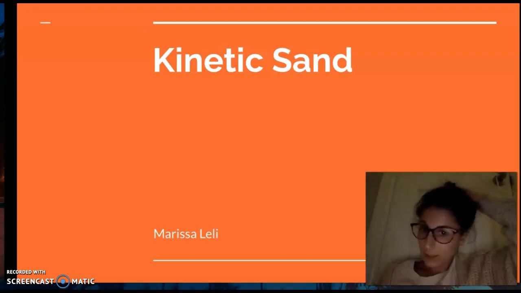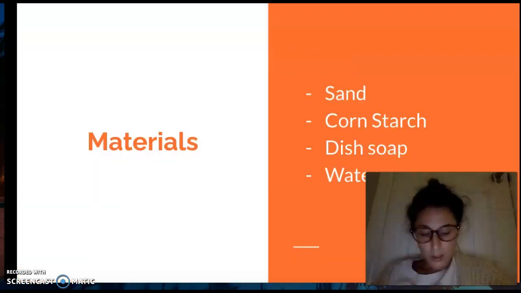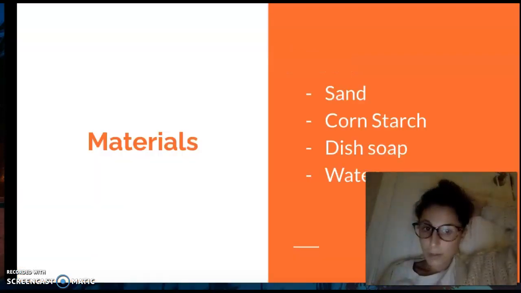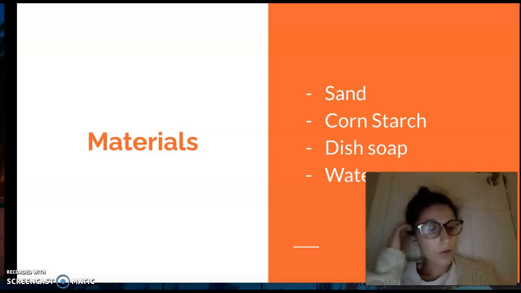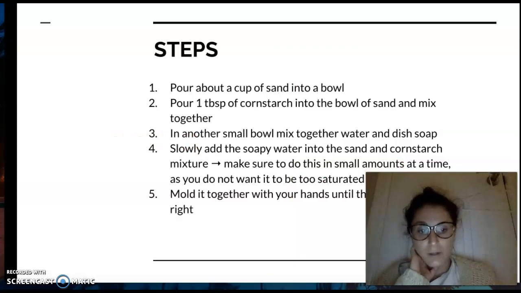This is the Kinetic Sand interactive concept presentation. To do this experiment, I used sand, cornstarch, dish soap, and water. I basically did everything that was stated in the YouTube video connected to the assignment, but I'm going to go over the steps right here.